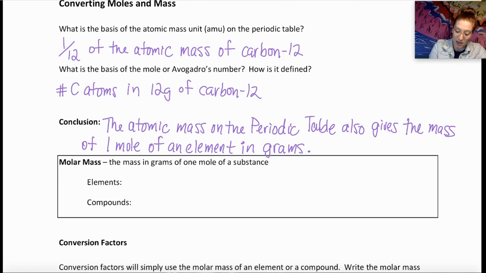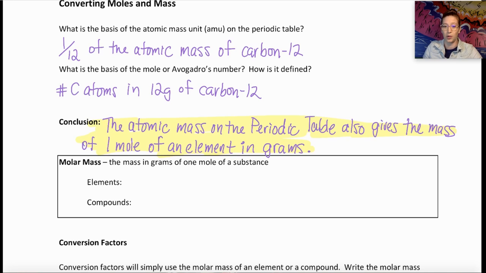Okay, this is big. This is super important. Okay, I'm actually going to also highlight this. Maybe you want to do the same. Maybe you want to put a star or something next to it, put a box around it. But that is a really important conclusion. This is going to allow us to find the molar mass of a substance.